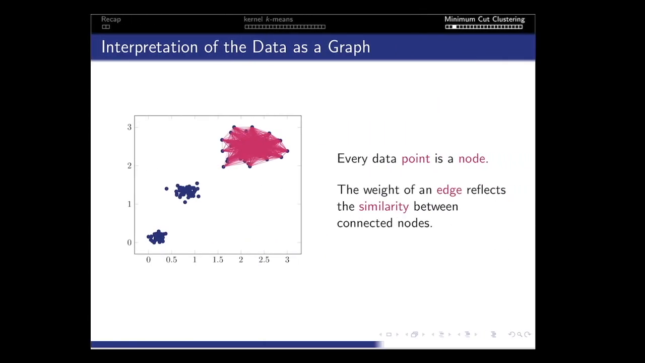And how does that go? So first of all, we say every data point is a node. So you see here the plot of the points, and now they are interpreted as nodes in a graph. And the weight of an edge reflects the similarity between connected nodes.